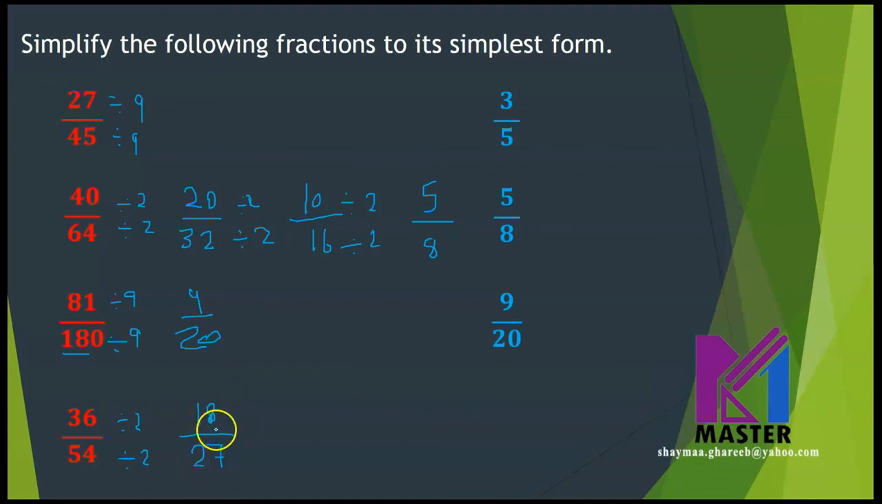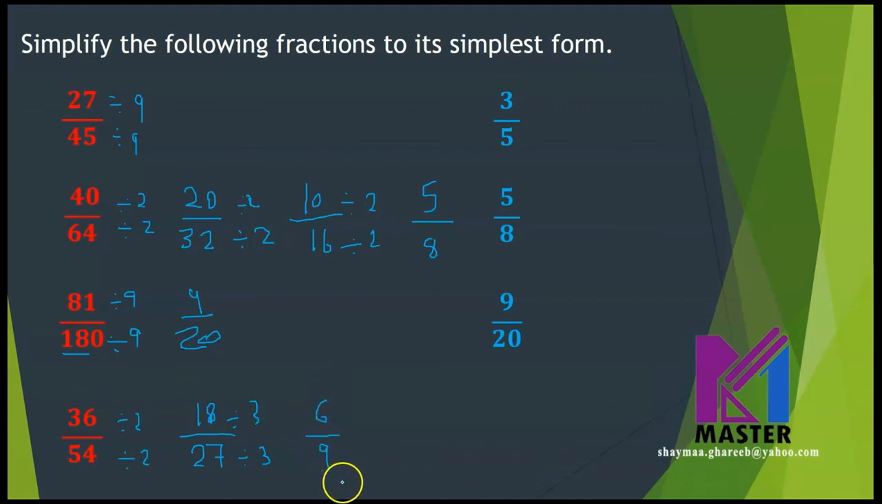What about 3? Can I divide the 18 by 3? Yes. Can I divide the 27 by 3? Yes. So I will divide by 3. Or I can divide both of them by 9. Let's start with 3 first. 18 divided by 3 equals 6. 27 divided by 3 equals 9. Now I have 6 over 9.